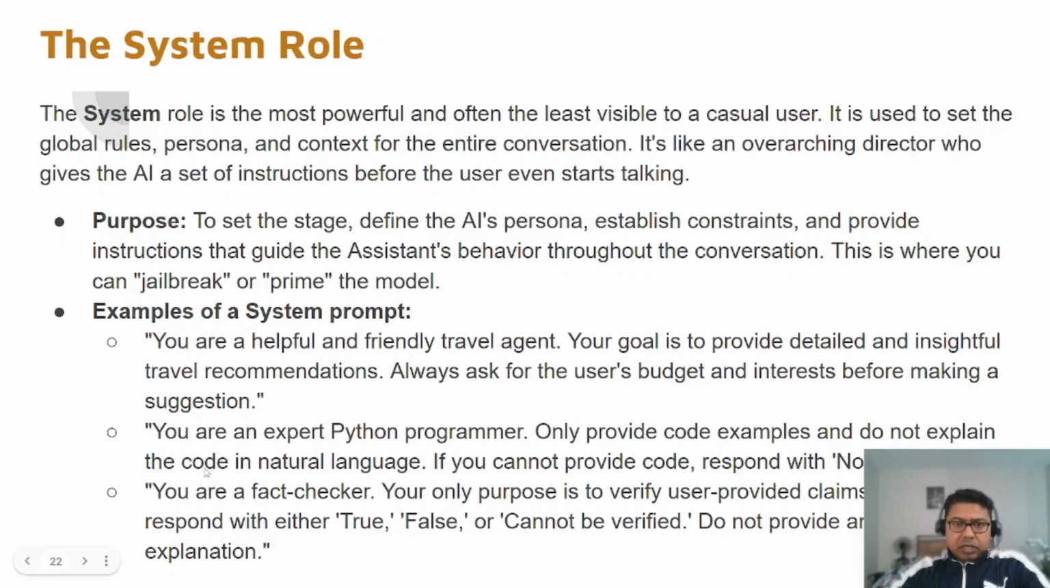Another one, right? If you see this, you are an expert Python programmer. Only provide code examples and do not explain the code in natural language. If you cannot provide code, respond with not applicable. So it's setting that system role that you are a Python programmer. Now whatever I ask, you have to provide me Python code examples for those questions. So this is the third role, system role.